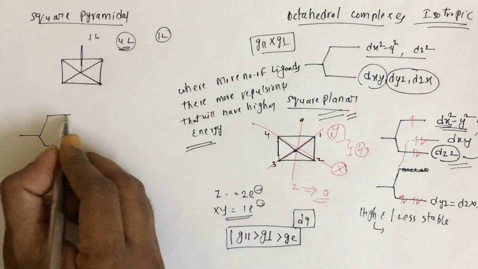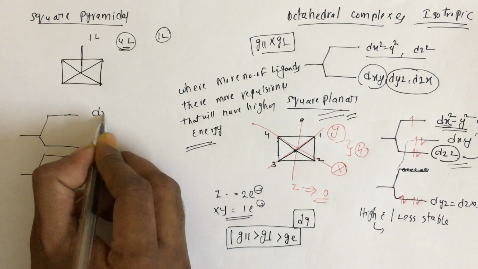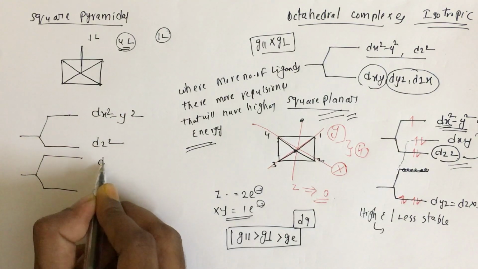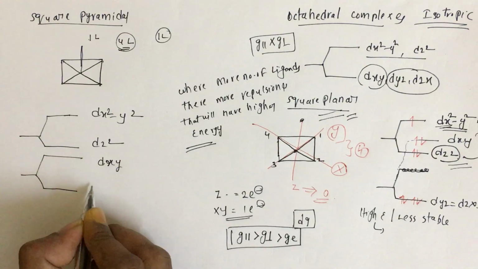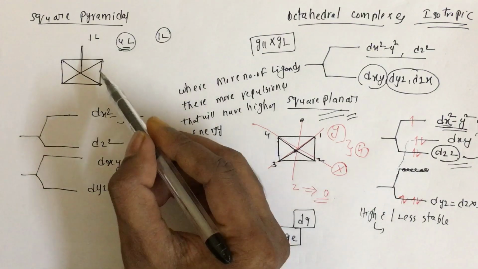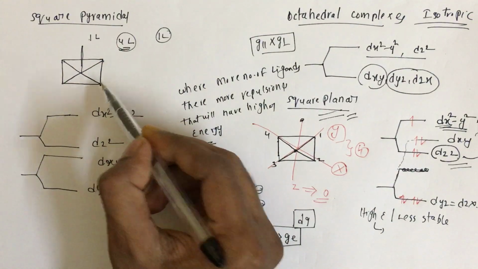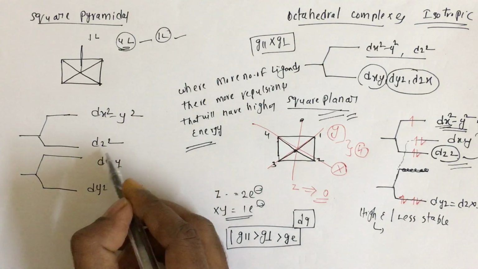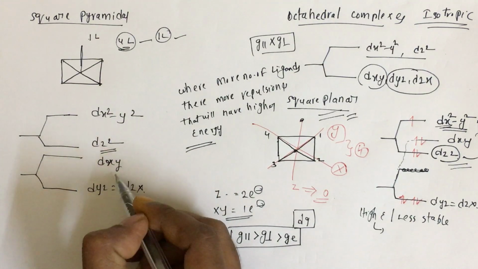Even though, wait, I will write this first: dx square minus y square, this is dz square, this is dxy, dyz and dzx. So along the x and y axis 4 ligands are there, along the z-axis only 1 ligand is there. Still the energy of dz square is greater than dxy.